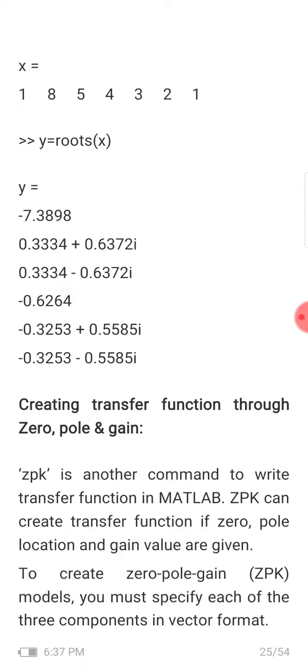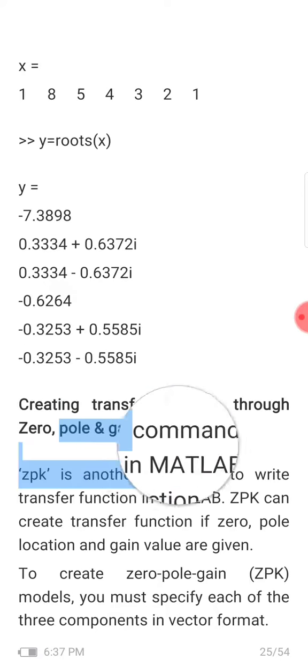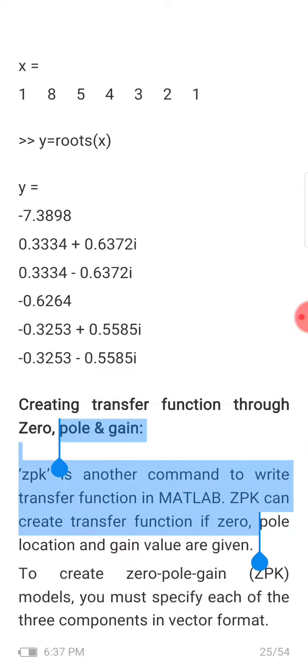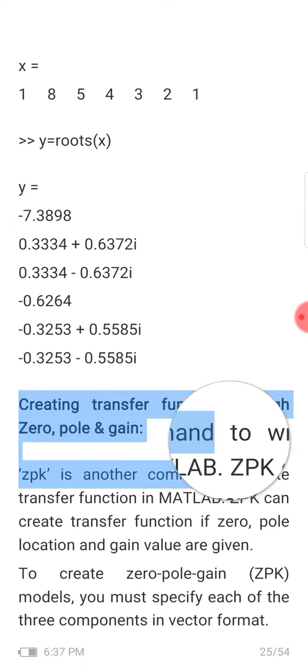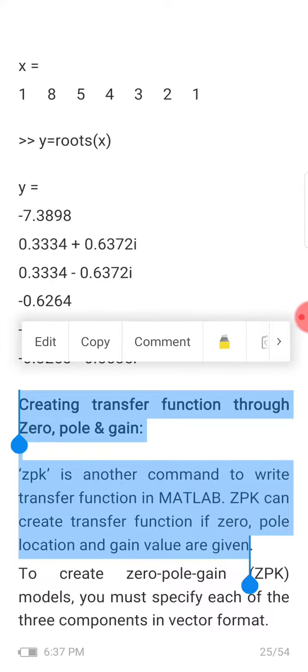Now come to the next part of this experiment. Create transfer function through zero pole gain. If the zero pole gain is, that is if zero pole location are given and gain value is also given, we can write the transfer function with the help of that. So zpk is the command to write transfer function in MATLAB. ZPK can create the transfer function if zero and pole locations are available and if gain value is available.